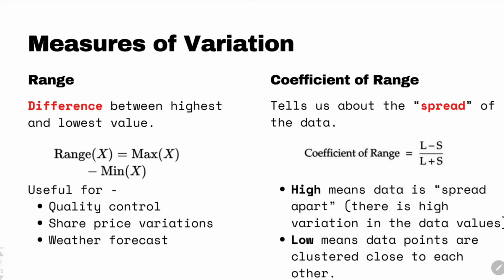What is range? Range is the difference between the highest and lowest value found in a data set. That is range. We can use it for quality control, share price variation, and weather forecasting.